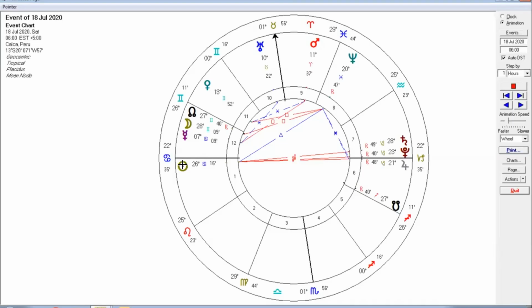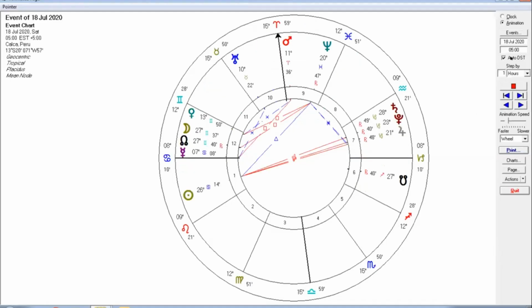So if you were born at sunrise, it means the sun was literally on the horizon when you were born. And so your sun and your ascendant would be the same. And that goes for any planet on the ascendant.